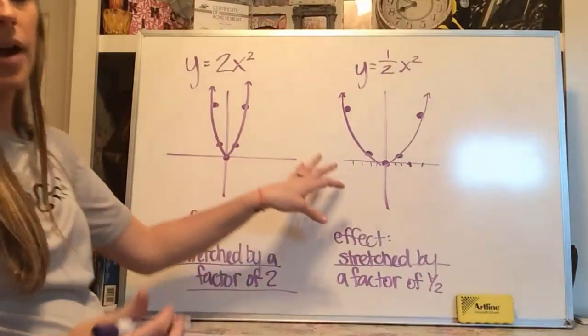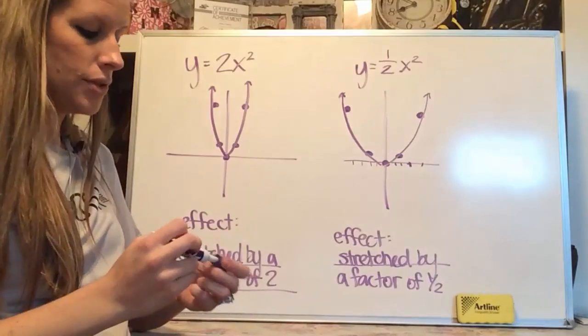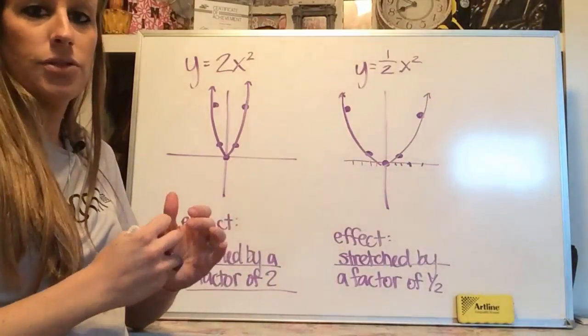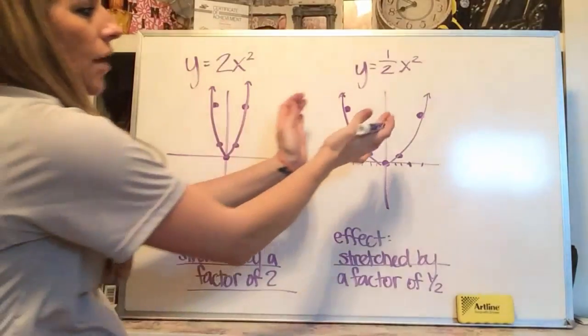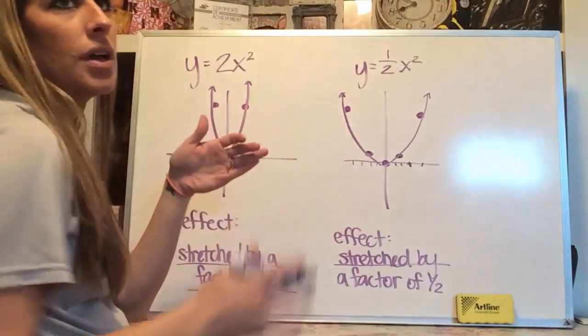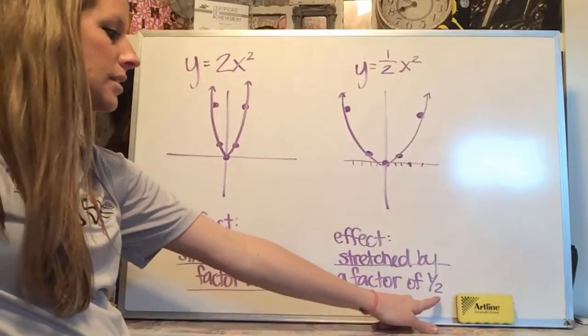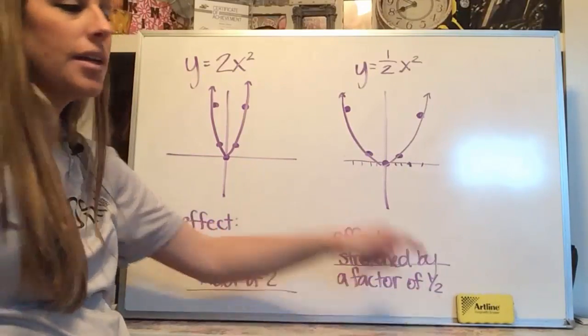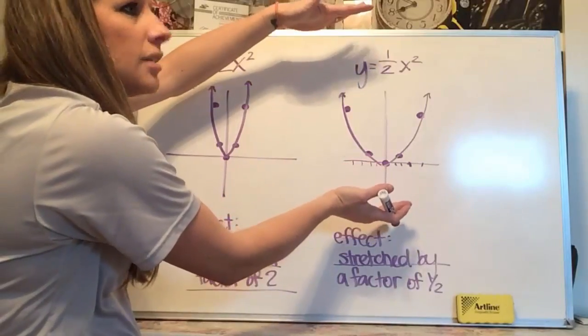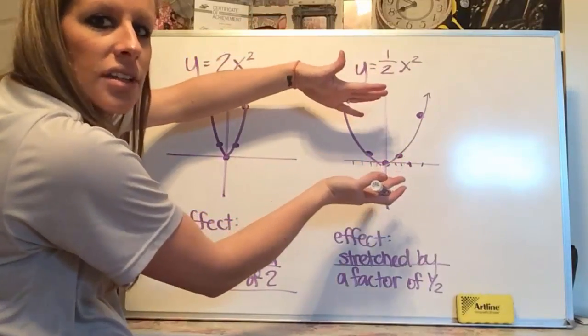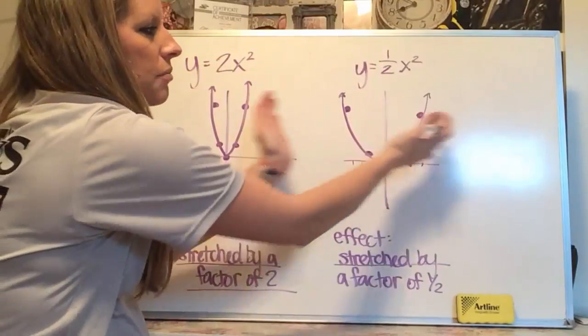So compare this parabola to the very first graph that you saw on these notes, your parent function. And you see how it's wider? So technically it's stretched by a factor of 1/2, but since the factor is less than 1, it's actually being shrunk, I guess you could say. So it makes it wider.